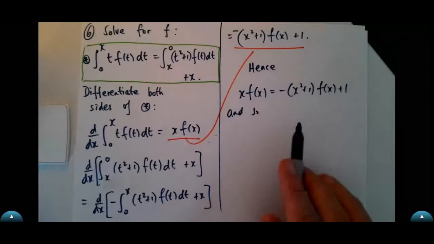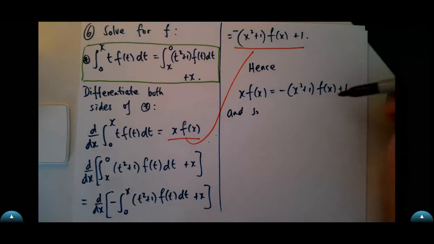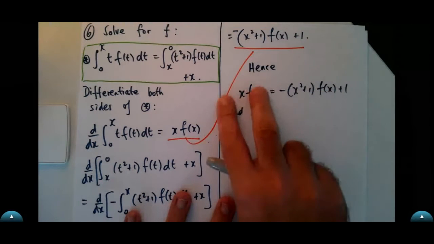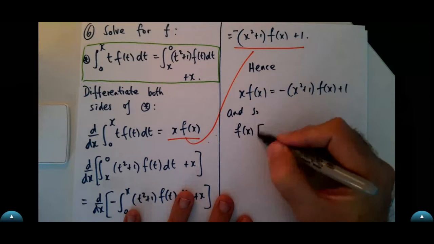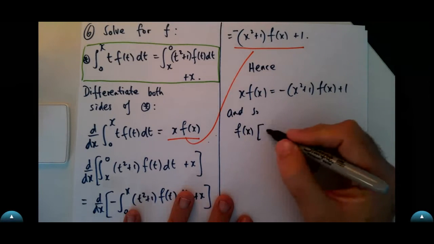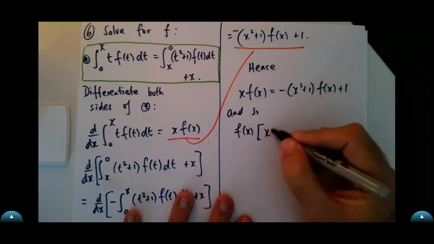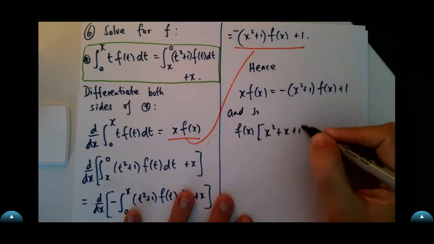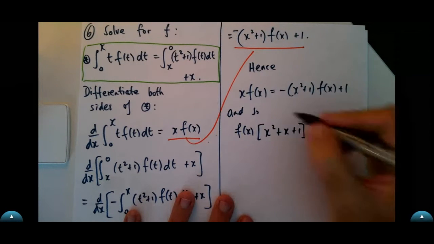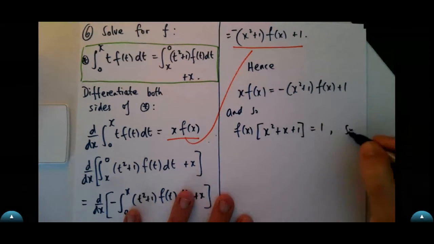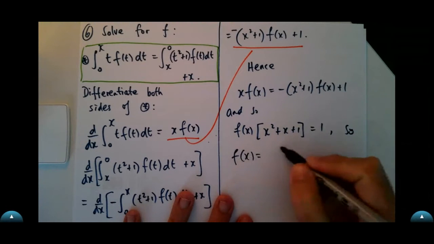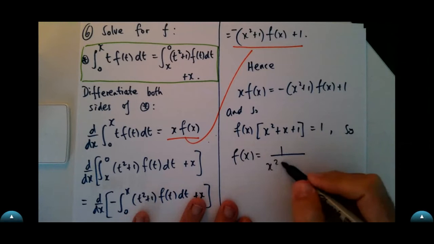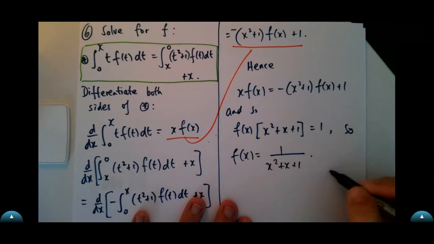So you want to bring those two things together and solve for f. So let's make f of x the subject. You can bring the f of x over there and then factorize. So I'll bring that over to the other side. And now just divide the whole thing. That's it.